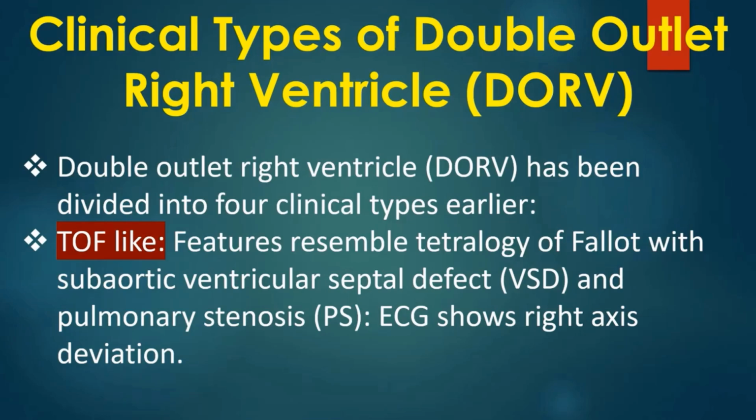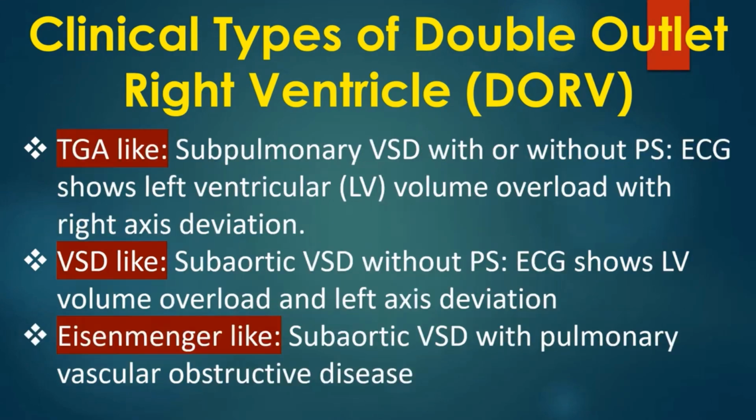Double outlet right ventricle had been divided into 4 clinical types earlier. TOF-like features resemble tetralogy of Fallot with VSD and pulmonary stenosis. ECG shows right axis deviation. TGA-like: subpulmonary VSD with or without PS.